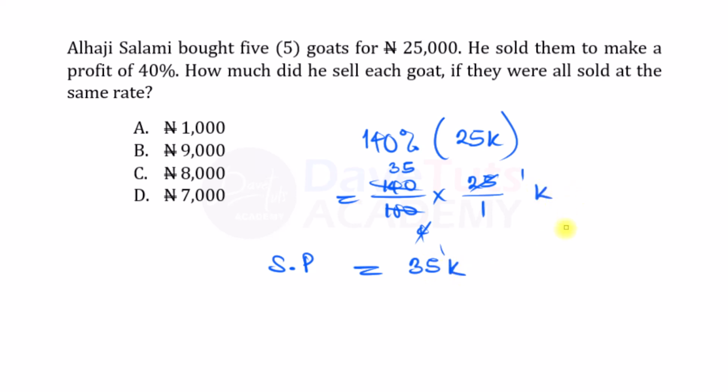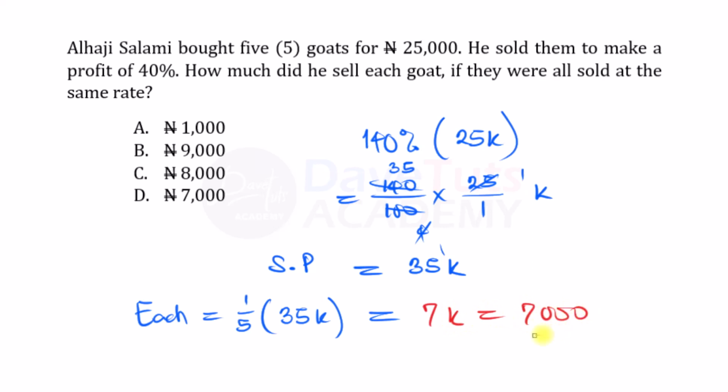Don't forget that k, so that you don't throw away your 1,000 because I've truncated it. And then each one of them is going to be 1 over 5 of that 35k that we are talking about. And of course 1 over 5 of 35k is 7k, which is 7,000 naira. Option D is that solution.